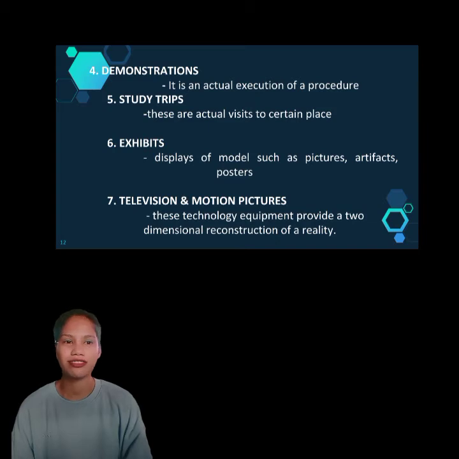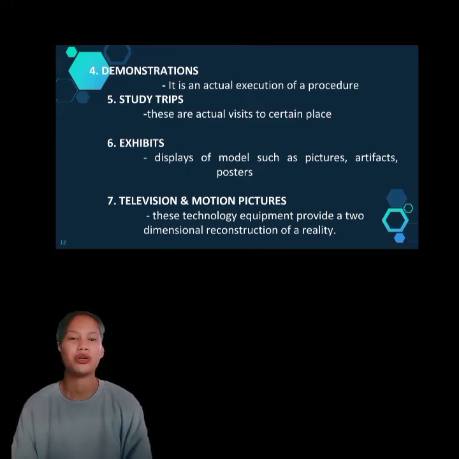These are displays of models such as pictures, artifacts, and posters, among others, that provide a message or information. These are basically viewed, however, there are currently exhibits that allow viewers to manipulate or interact with the display. As a result, the exhibit becomes more engaging and fun. I remember when I was in high school, my classmates went to Nara to participate in a science exhibit.